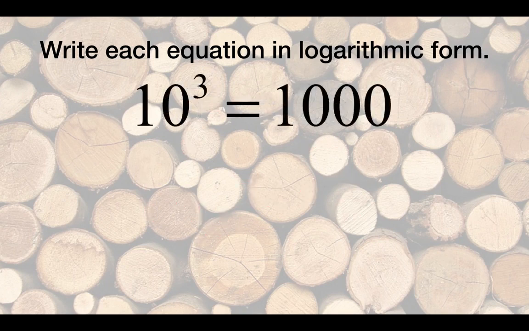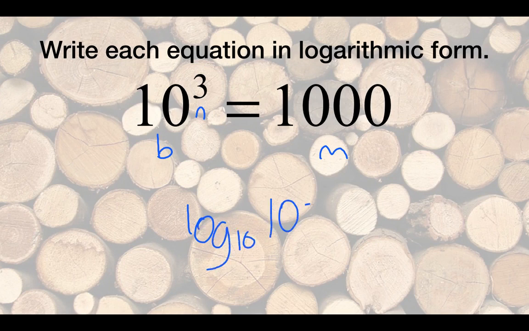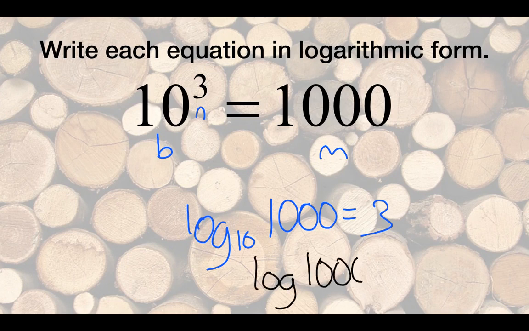Let's try another one. So in this case, this becomes log base 10 of 1,000 equals 3. Oh, it sounds like there is a bonus little fact here. If we have a log base 10, we can actually just write that as log 1,000 equals 3. So remember, log base 10 is the same as log.